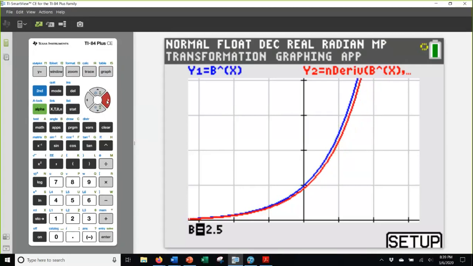But what's going to happen here is students can discover that the base where the derivative lays right on top of the graph is close to 2.7, which is close to the value of e. So that's another way for students to find this value. If I go past 2.7, we can see that the derivative becomes larger than the graph of e to the x.